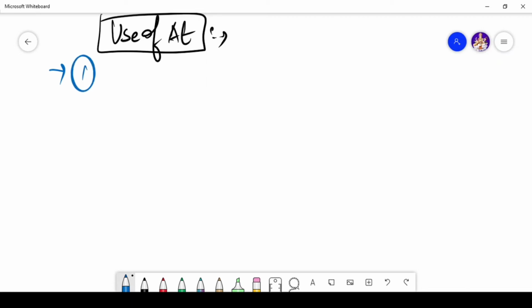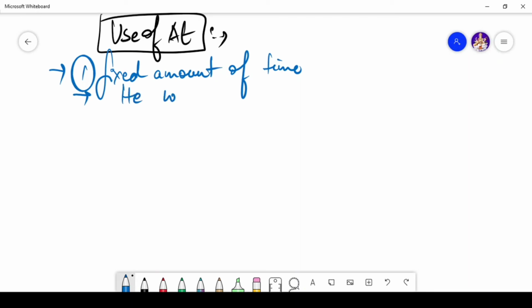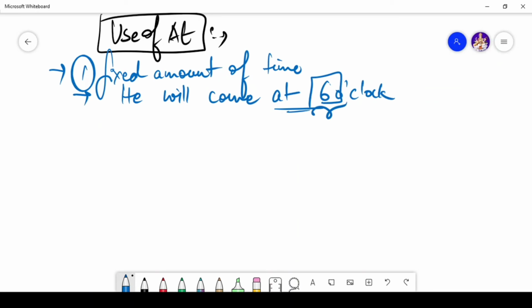See, in the first case, at can be used for a fixed amount of time. When you're talking about a fixed amount of time, like if I say he will come at 6 o'clock, that means I'm talking about a fixed amount of time. Why can I say that? Because here they have mentioned the time. So mentioning time means there is a fixed thing.